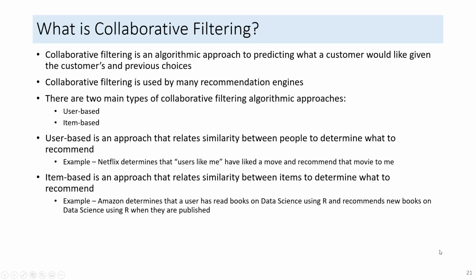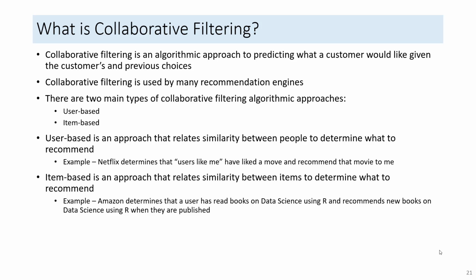So the methodology that they use is a thing called collaborative filtering. Collaborative filtering is an approach to build an algorithm that predicts whether or not you're going to like something given the previous choices of the customer you're predicting for. So you use that customer, and you also use other customers. And we're going to see that in a minute.